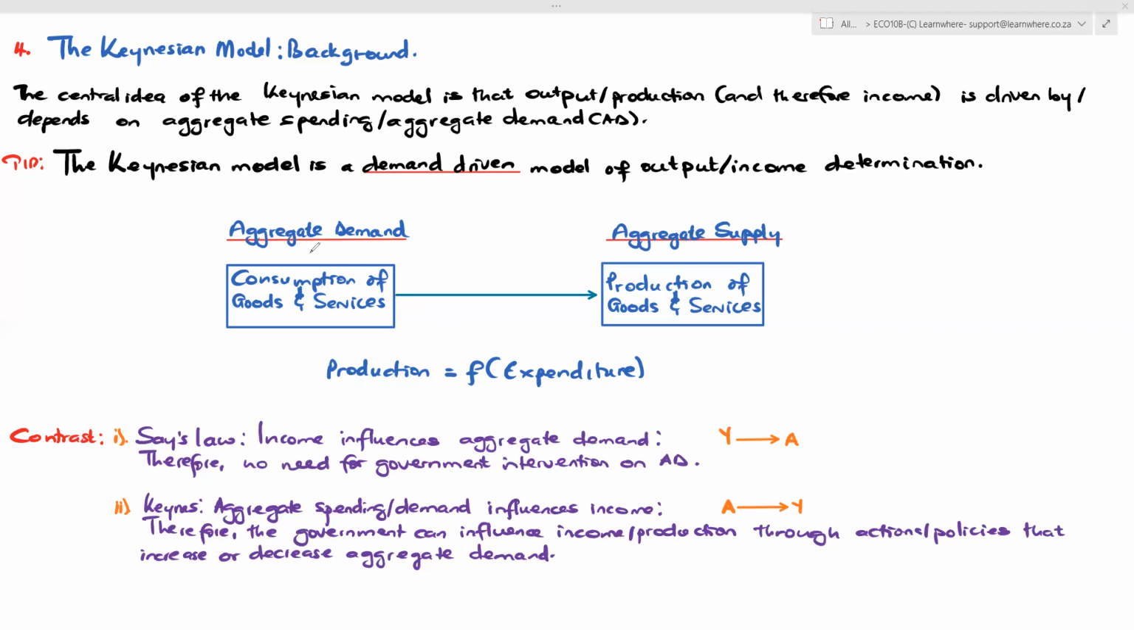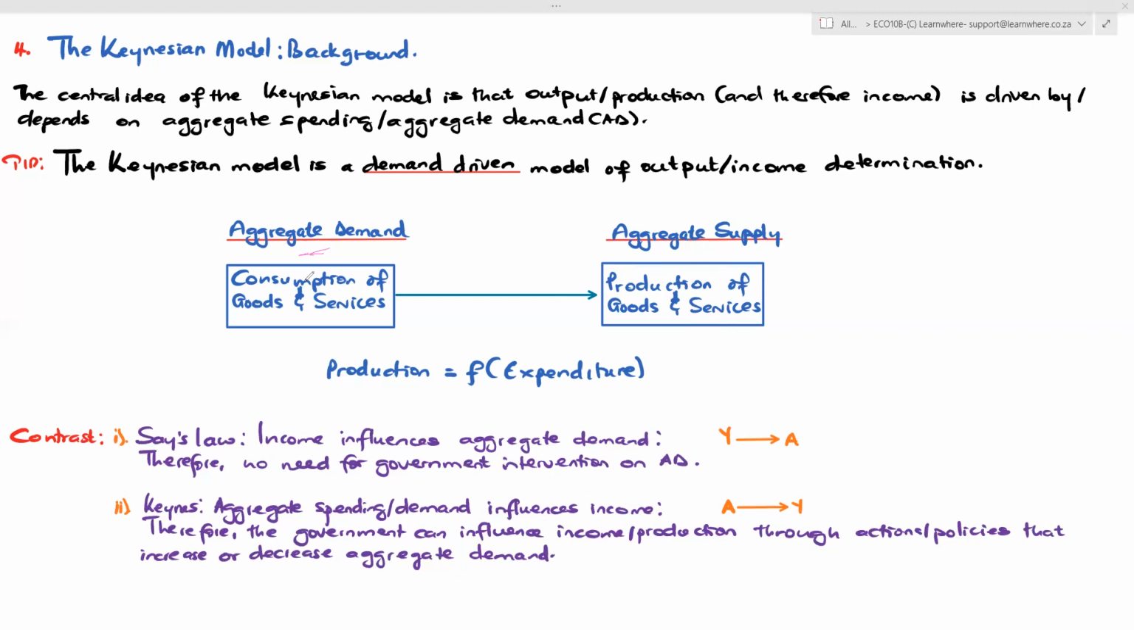There has to be an aggregate demand for goods and services. And this aggregate demand is the one which is going to determine how much goods and services are going to be produced. Okay, contrast this with Say's law. Say's law says that first of all, begin with production, and then once goods and services have been produced, there's always going to be a demand for goods and services. But that was not the case in the 1930s.